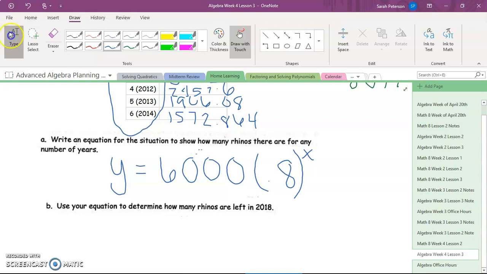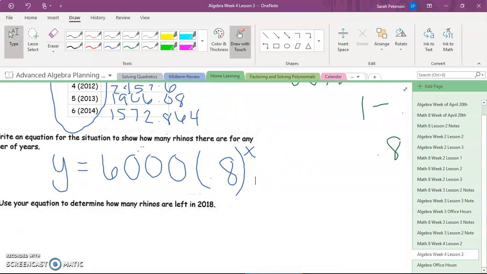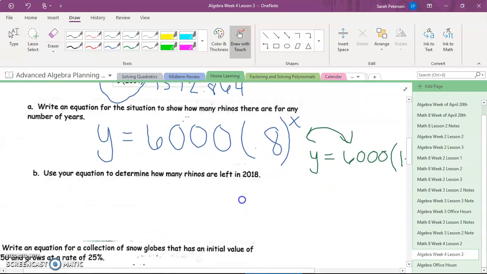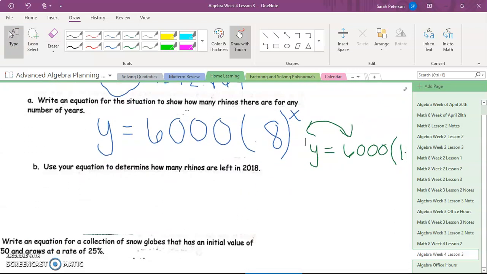In a multiple choice, you might see it written as y equals 6,000 times (1 minus 0.2) to the x. That's just the same thing as we did up there. So you might see it in a multiple choice. You have to know that these two things are the same. Okay, so then it says use your equation to determine how many rhinos are left in 2018.